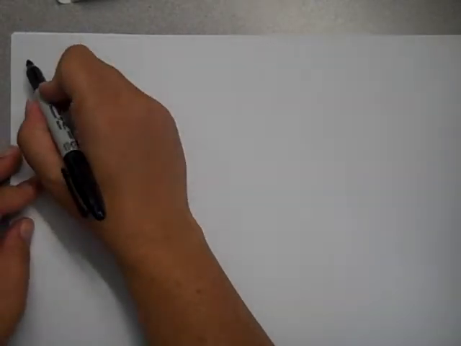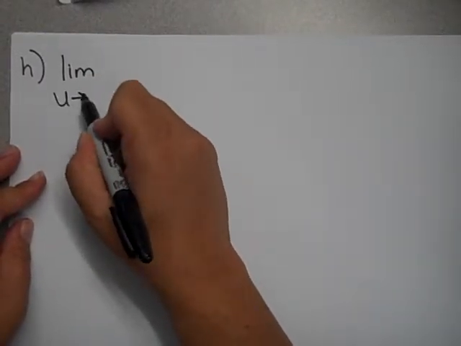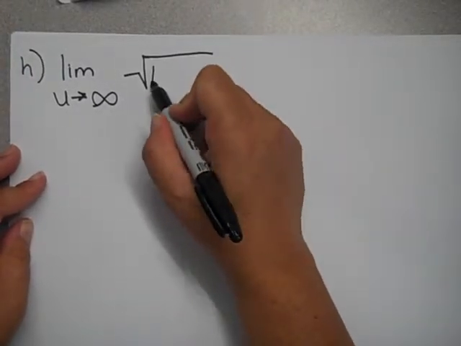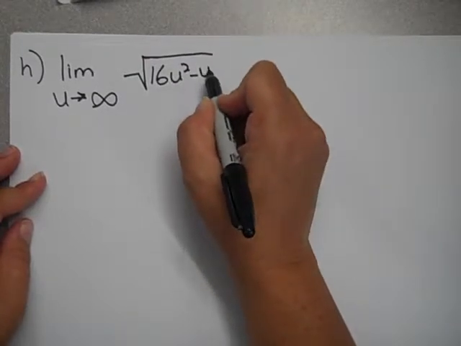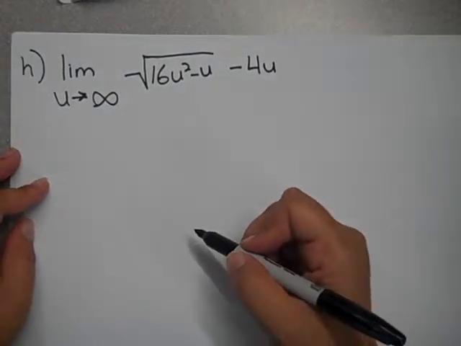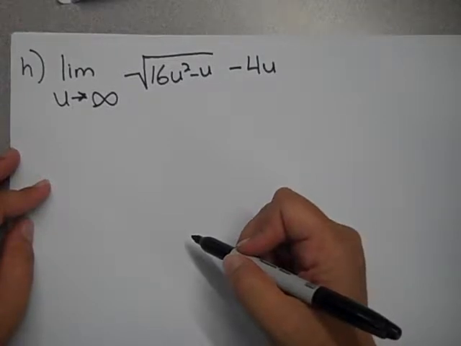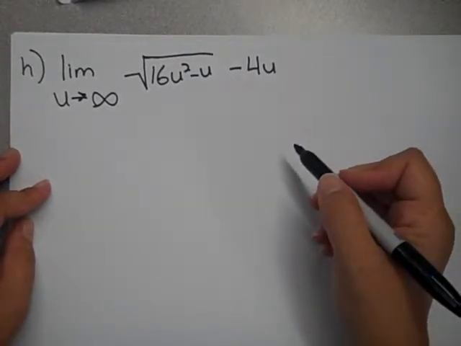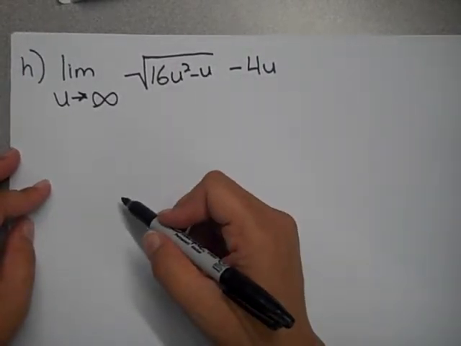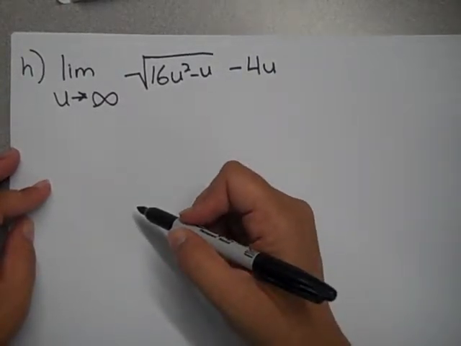So letter H has the limit as u approaches infinity of the square root of the expression 16u squared minus u, minus 4u. Now there is a way to do this intuitively, but I would like to take a second and show you how to do it algebraically. So really what we want is to be able to use our rules. Our rules such as 1 over a very big number is going to lead towards 0, and a very big number over anything else is going to lead towards infinity.